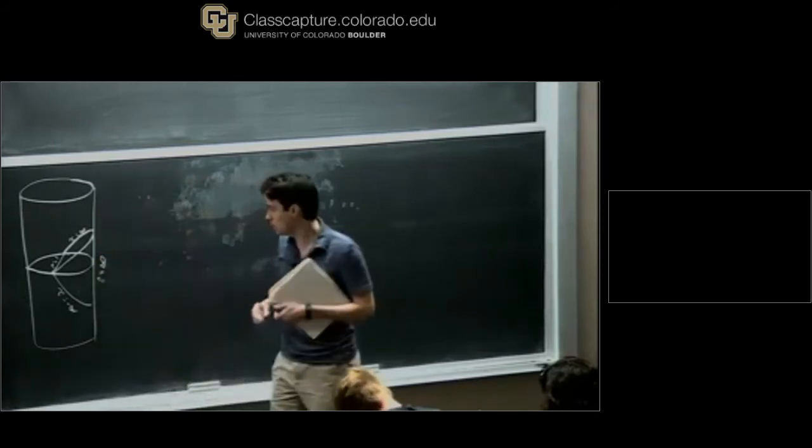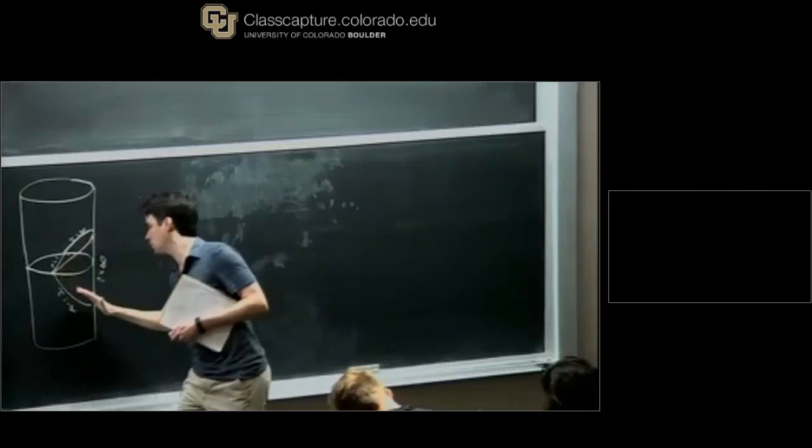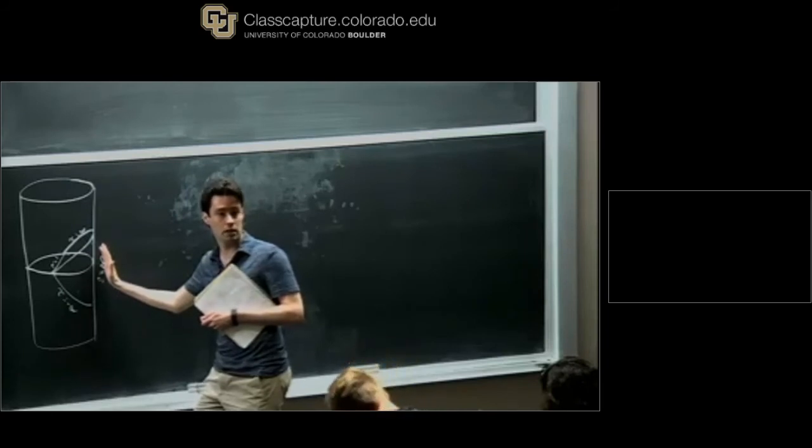So that's the boundary out here. So then the rho coordinate starts at the horizon at rho equals 1 and then moves out to the boundary at rho equals infinity.